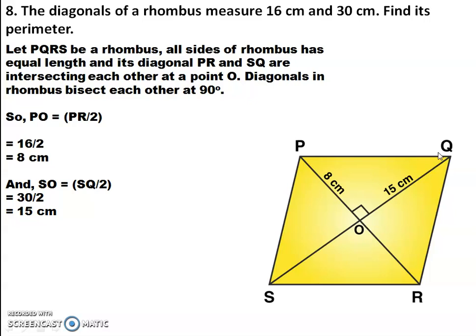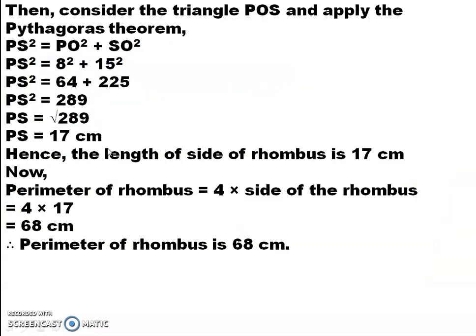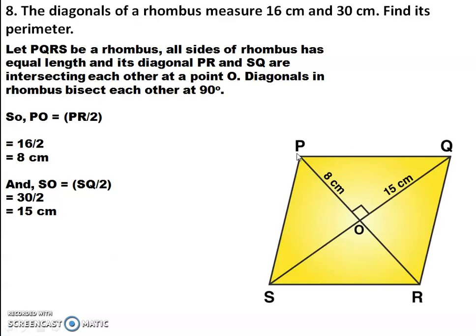Once again, listen children. POQ is a right angled triangle. PO and OQ are the legs of the right angled triangle and PQ is the hypotenuse. So what will you do? You will apply Pythagoras property there. So what will happen? PO square plus OQ square is equal to PQ square.